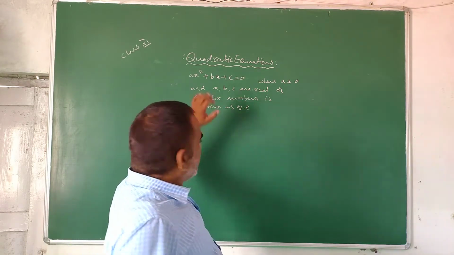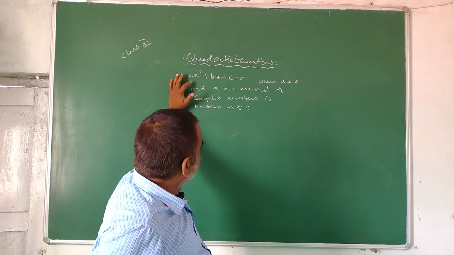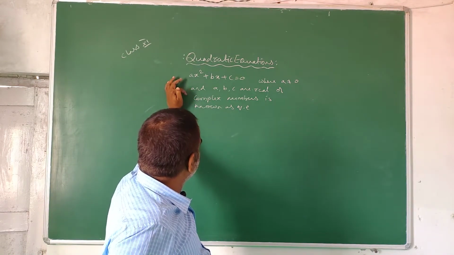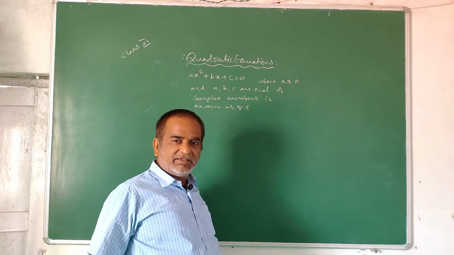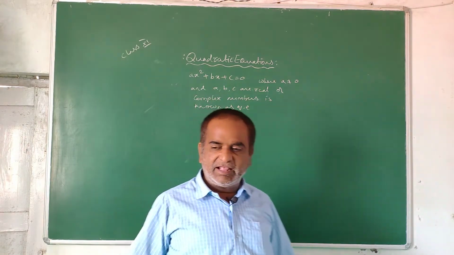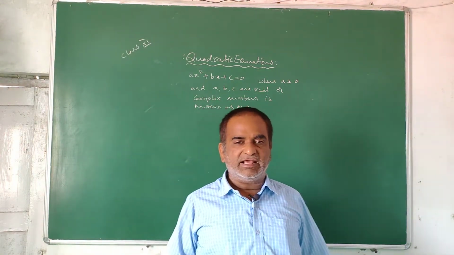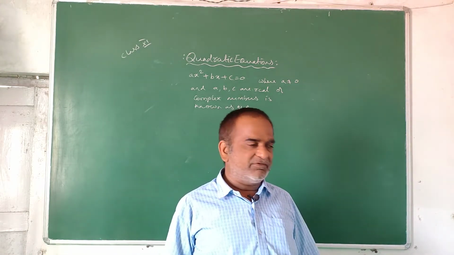So, an equation of the form ax square plus bx plus c is equal to 0, where the leading coefficient is not 0 and a, b, c are real or complex numbers, is known as a quadratic equation in terms of x. If the variable is x, it is a quadratic equation in x. If the variable is y, it is a quadratic equation in y.